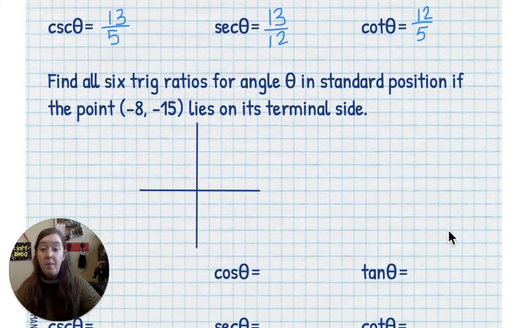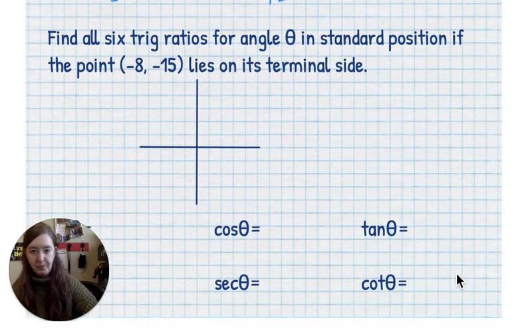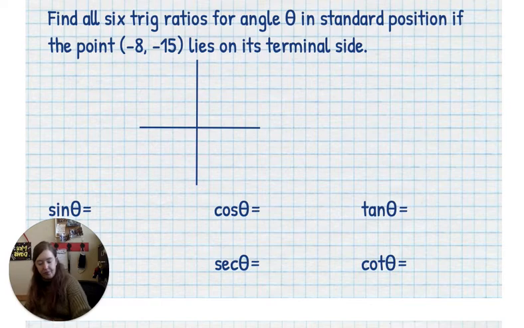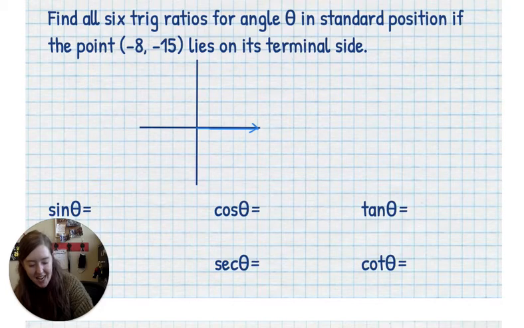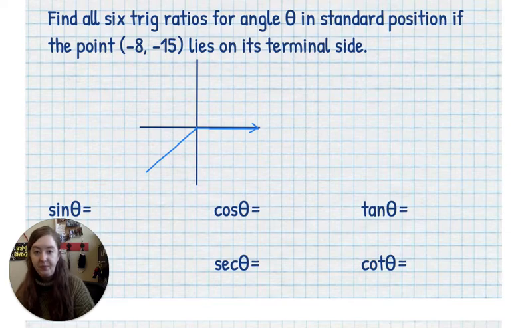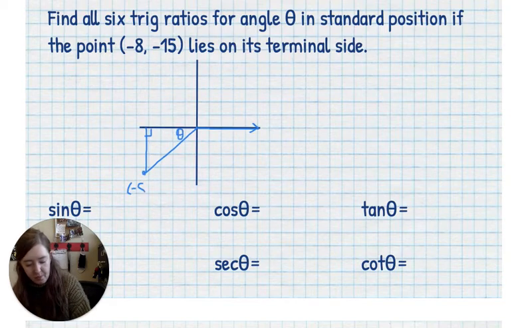It's the same problem, but this time my point is at (-8, -15). So still, my initial side starts here on that positive part of our x-axis. (-8, -15) is going to be down here in this third quadrant. So I'm going to make my triangle with the x-axis and make theta with the x-axis. And we got to this point right here, (-8, -15).